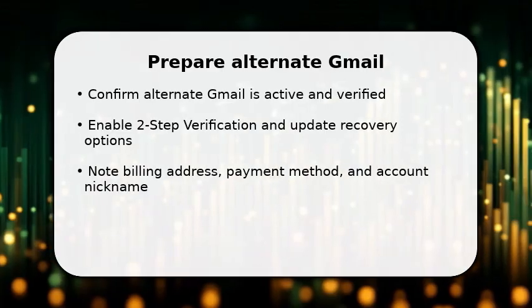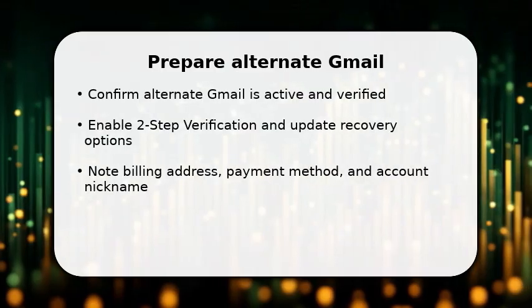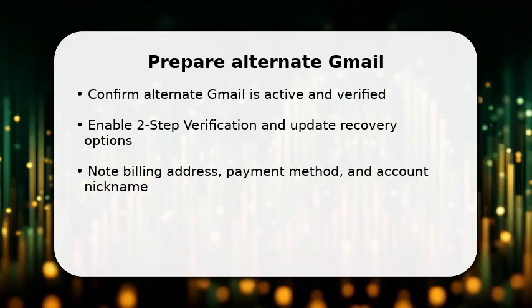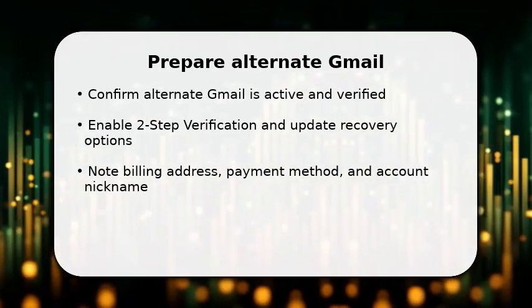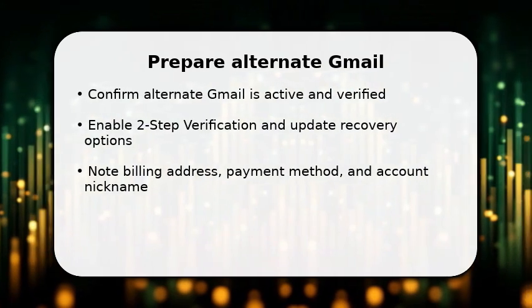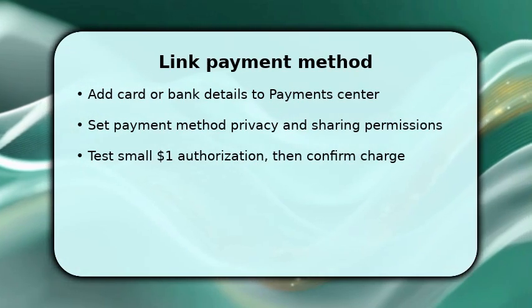Next, open your Google Payments profile and make sure the billing address and contact details match the payment method you plan to use. These steps prevent declines and identity checks. Make sure to record the account nickname or label so you can identify it when selecting a payer during checkout or in settings. You now link the payment method to that Gmail.